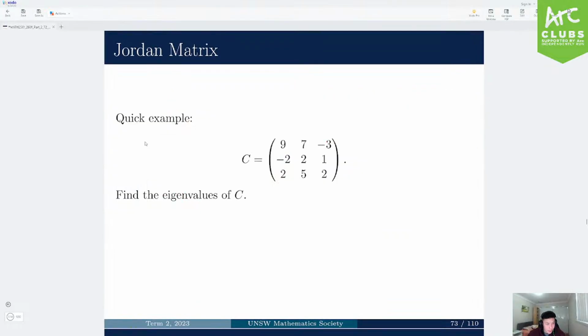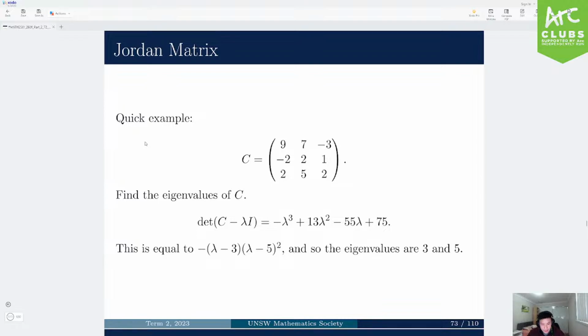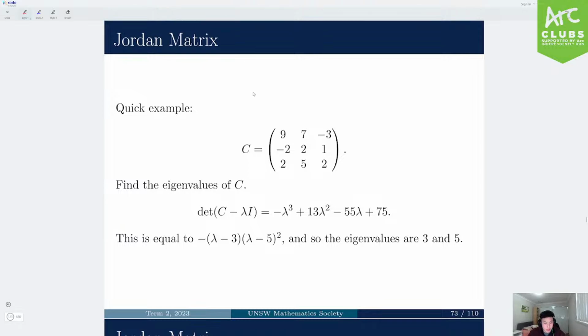Alright. Quick example here. Let C be this 3 by 3 matrix, and find the eigenvalues of C. You can do this a quick way, but I'm just going to compute the characteristic polynomial. Again, note that this is not the actual characteristic polynomial. It's actually going to be the determinant of λI minus C, but we just use C minus λI because that's easier to calculate and less likely to make a silly mistake with the minus signs. So the determinant of C minus λI is just this, which if you factorize that out, we get this thing here. Tells you that the eigenvalues are going to be 3 and 5.